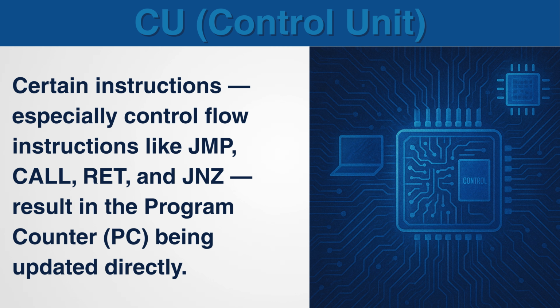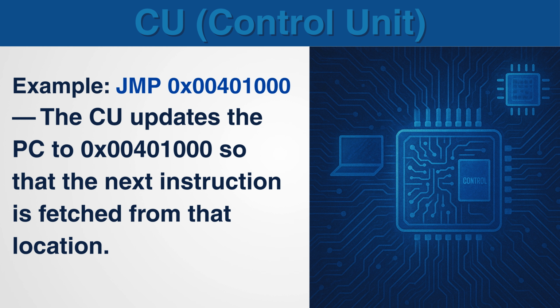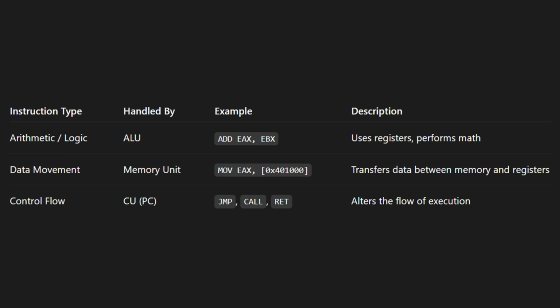Certain instructions, especially control flow instructions like jump, call, return, and JZ, result in the program counter being directly updated. These instructions might not use the ALU or access memory in the traditional sense. Instead, the CU modifies the PC to redirect the instruction flow.